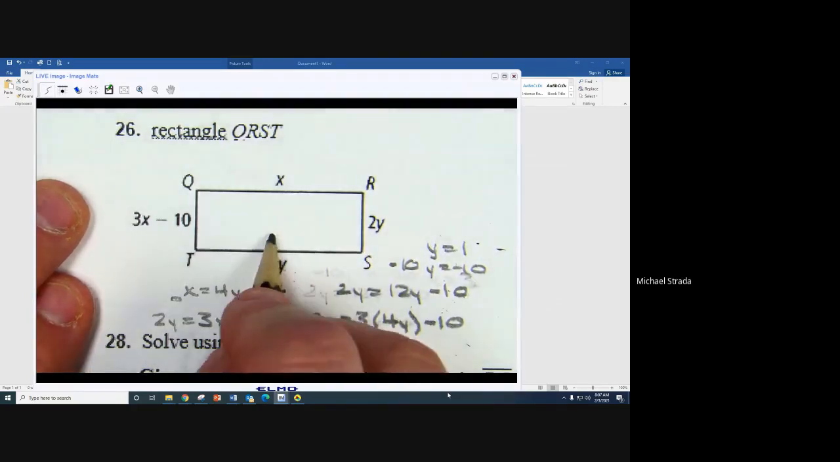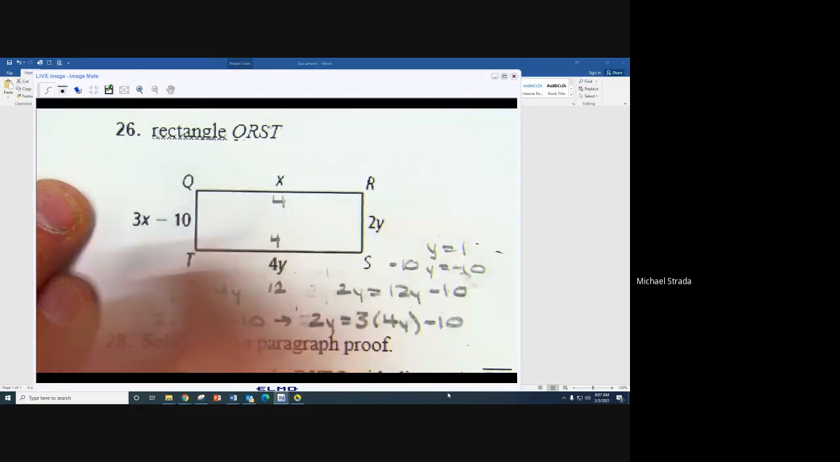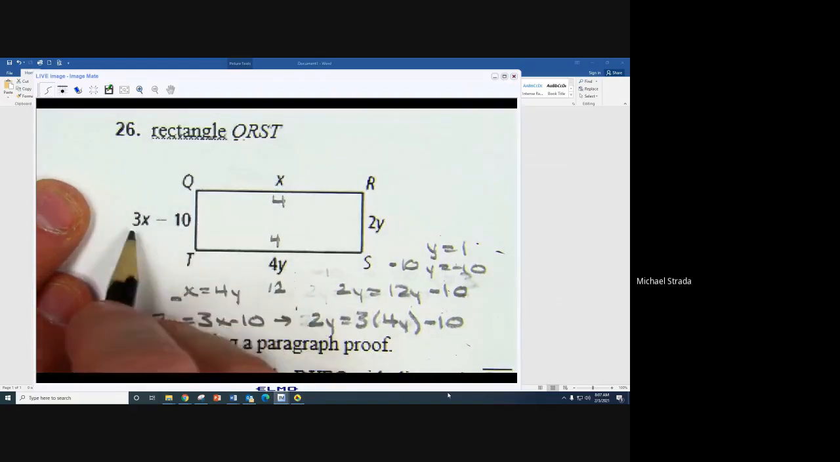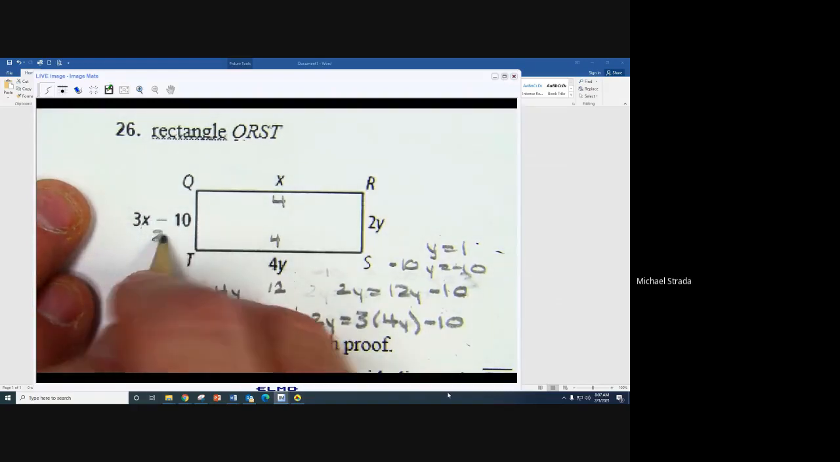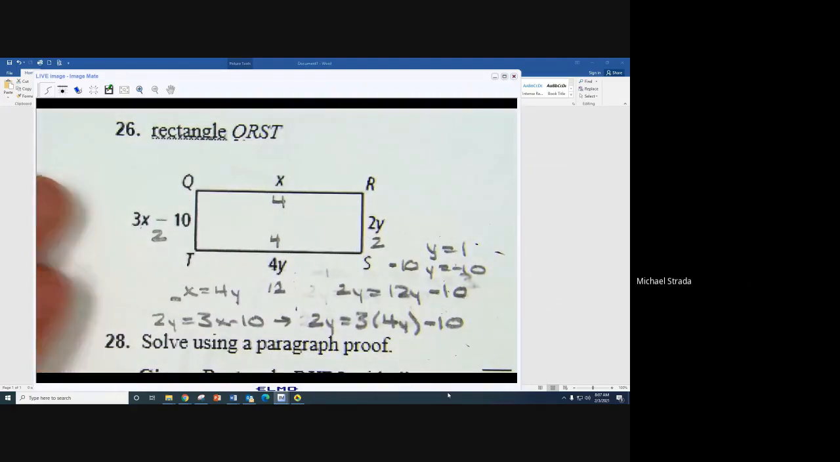If y equals 1, this side would be 4. So x would also be 4. If I plug that in to verify, 3 times 4 is 12. 12 minus 10 is 2. 2 times 1 is 2, so I'm good to go.